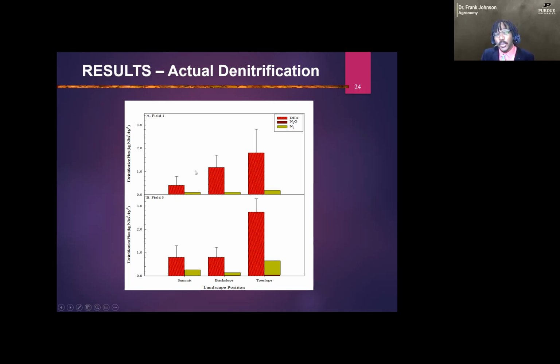But here in field 1, we see similar trends in denitrification potential and actual denitrification measurements. The lowest measurements were in the summit, and the highest for denitrification potential and actual denitrification were in the toe slope. Now for field 3, there was a similar trend for each of them, with denitrification potential being the highest in the toe slope along with actual denitrification, and then both being measured lowest in the back slope landscape position. So that's something that we found very interesting and very compelling.